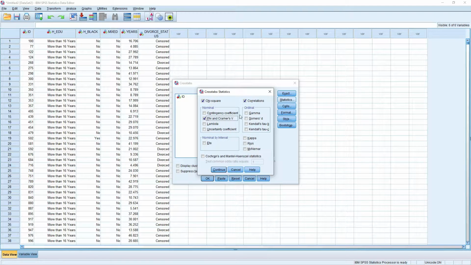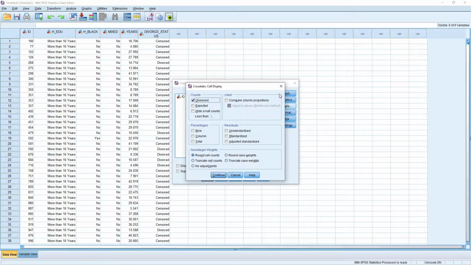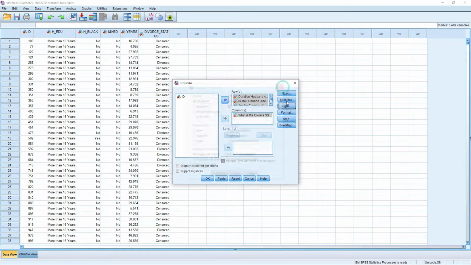Since most of our variables are not continuous data sets, the results of the correlation analysis may be misleading. So sometimes I use the phi and Cramer's V so that I can just compare whether we are consistent or not consistent. Then I click OK, Continue. The rest is alright, you don't have to change anything. Then I click OK.